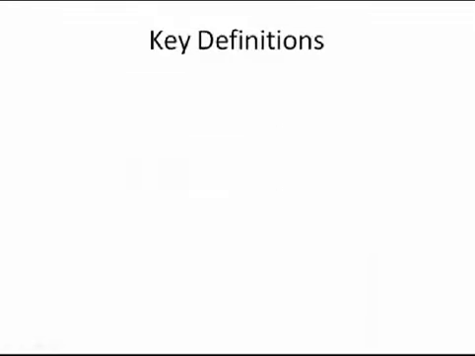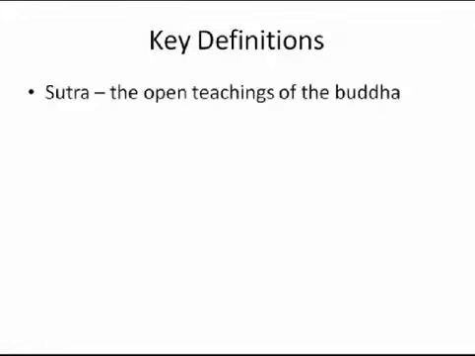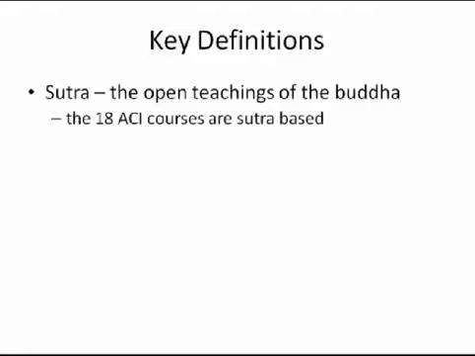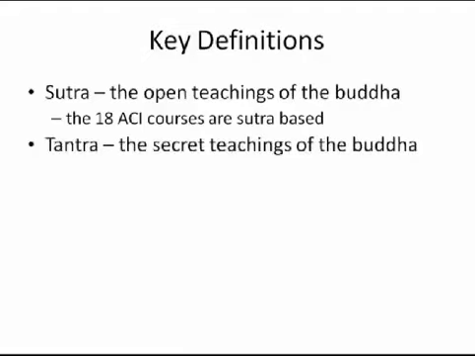Before we get started, we need to go over the definitions of some terms we will be using. Sutra means the open teachings of the Buddha. This refers to any open teaching the Buddha gave, which is basically what the 18 ACI courses you're taking are based on. And this is in contrast to the secret teachings of the Buddha, which is the Tantra.